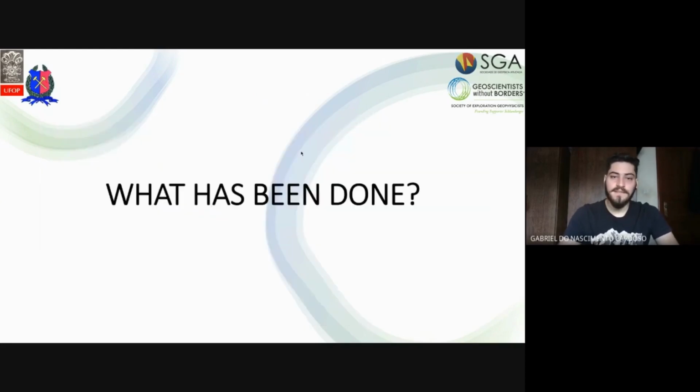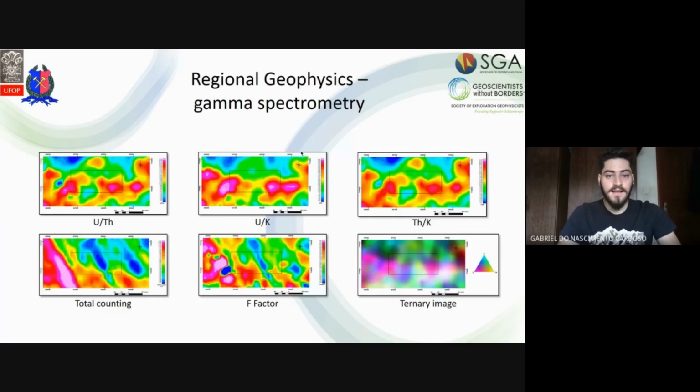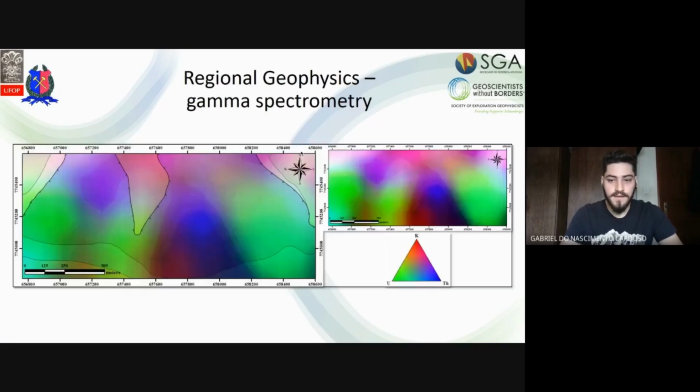So, what has been done so far? First of all, the regional data integration. Here we have some examples of the gamma spectrometry, the ternary image overlaid with the geological map. This helps a lot to identify different lithologies in the detailed mapping phase.